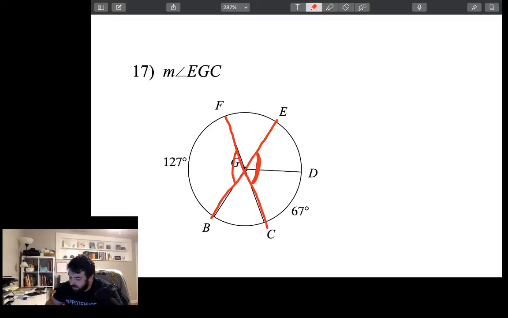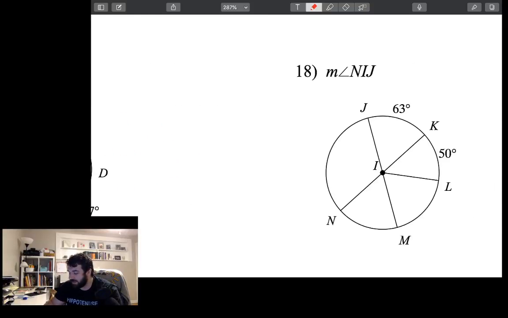There's a lot of information, so we do a little bit of bouncing. I've got 127 as the measure of arc BF, so the measure of angle FGB is 127, and that's the measure of angle EGC, once again being 127, and that gives me what I need. So I can move in and along that vertical angle. Vertical angles still work here. You're also going to see those arcs correspond directly to it.